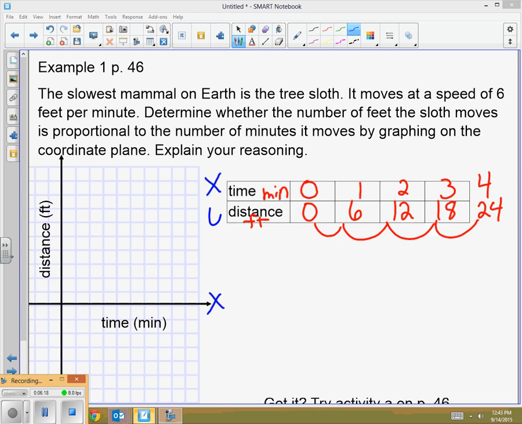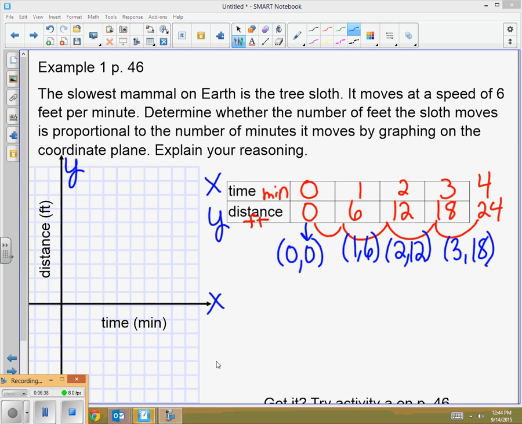And let's call distance our y-axis, which would be the vertical line here on the graph. Okay, the points that you see here can be written as an ordered pair: 0, 0, 1, 6, 2, 12, and 3, 18. So I'm going to label the graph that you see by numbering the time in minutes. So at this point, you would have 1 minute, 2 minutes, 3 minutes, 4 minutes, 5 minutes, and so on.